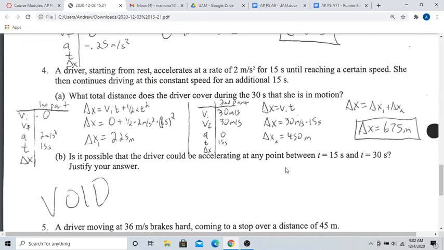All right, last question. Again, driver moves at 36 meters per second, then brakes hard, coming to a stop over a distance of 45 meters. All right, at this point, I want you to go through, work all of it, and then we'll just review. So pause the video, and when you're ready, unpause it, and I'll talk about the answers.